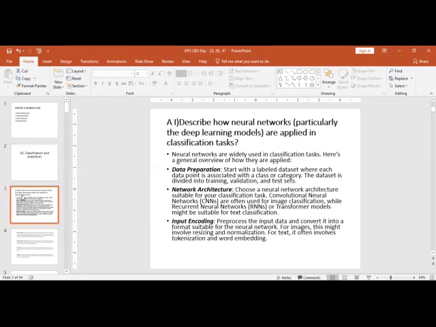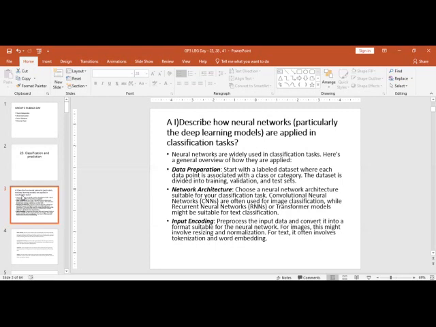Second step is setting up a network architecture. Here, the neural network architecture is chosen for a suitable classification task. Convolutional neural networks are often used for image classifications, while the recurrent neural networks or transformer models might be suitable for text classification.